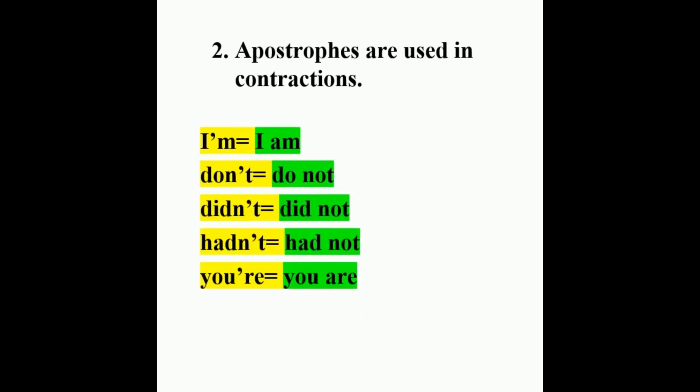Okay, so that's how we use apostrophes, through possession or adding an apostrophe after an S if necessary. Okay, another way to use apostrophes: apostrophes are used in contractions. So for example here, I'm is I am, don't, do not, didn't, did not, hadn't, had not, you're, you are. Apostrophes.